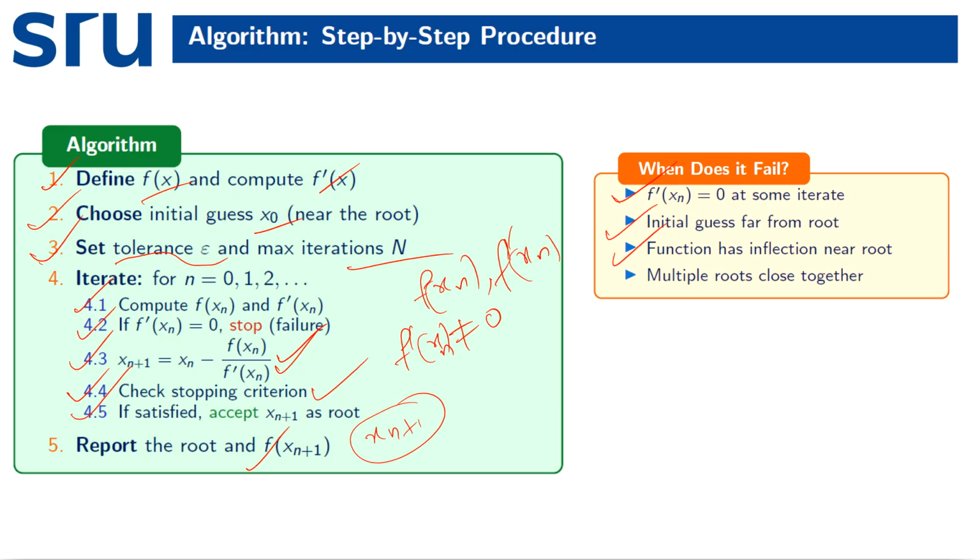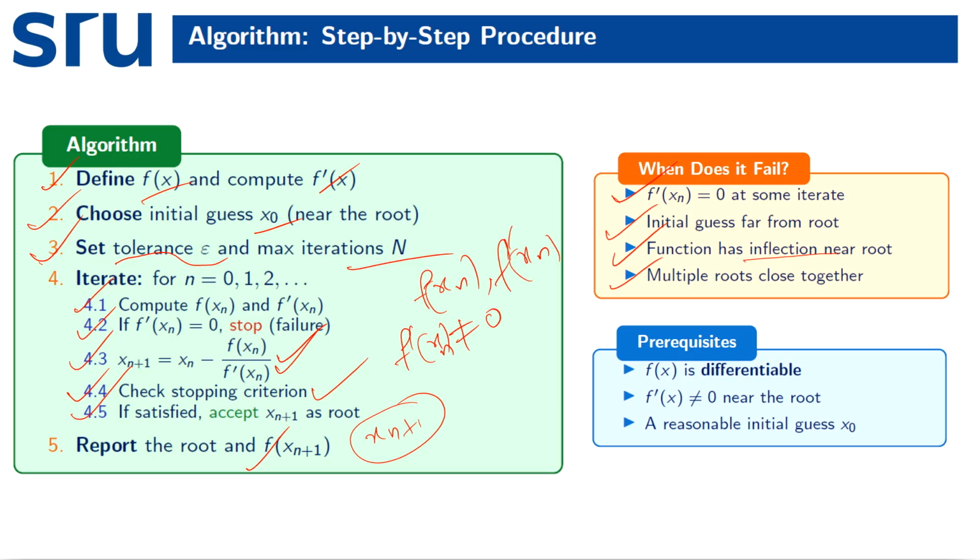Then, if the function has an inflection point near the root, the point of inflection that we study in maxima and minima, then convergence becomes unstable. Next, if multiple roots are very close, the method may behave unpredictably, and roots may not be predicted correctly. So always be careful in choosing the starting point.